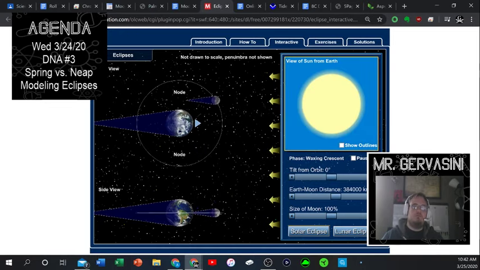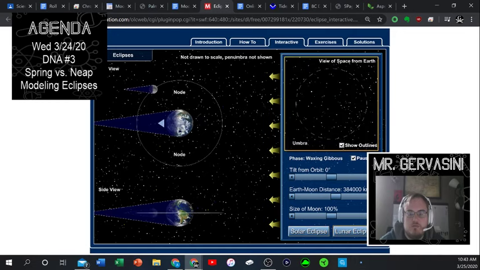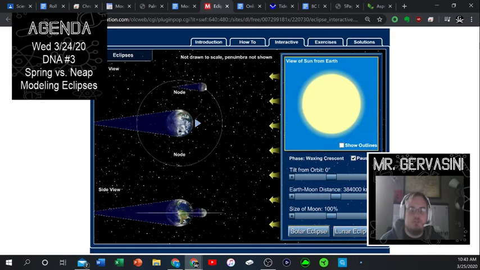Okay, so the phases are right here. You can pause the simulator by checking the box, so you can slow it down if you want. All right. Outlines, I'm not quite sure what outlines do. It shows you the umbra, which is the direct shadow of the Earth, which we'll talk about in a second. All right. Keep in mind this is not drawn to scale, and penumbra is not shown.